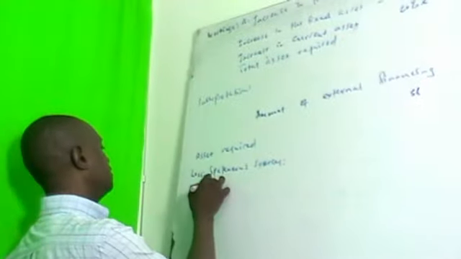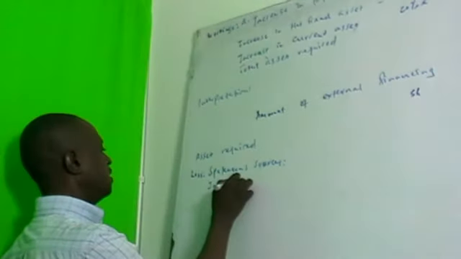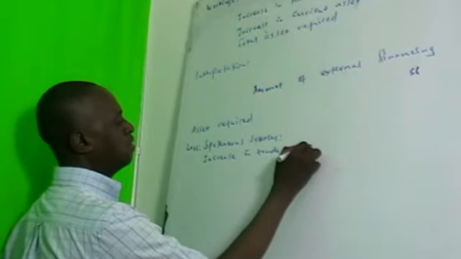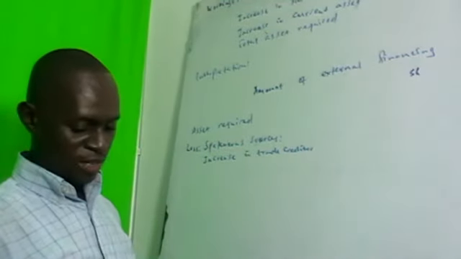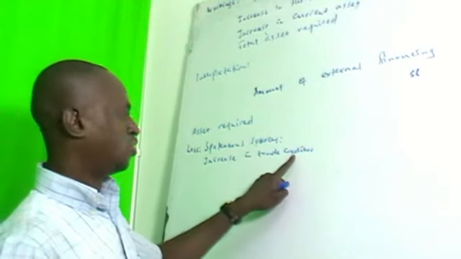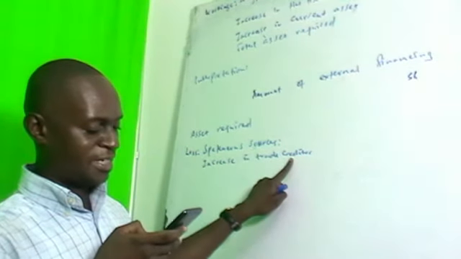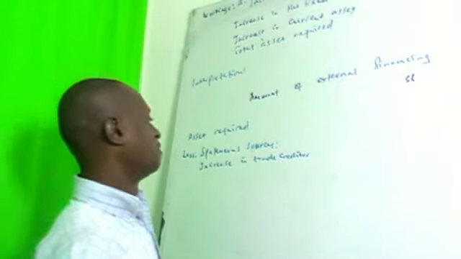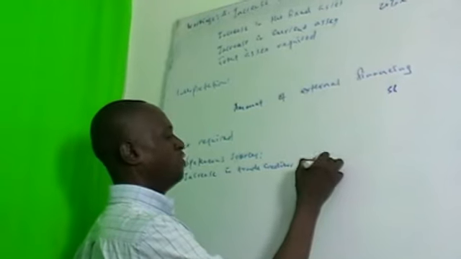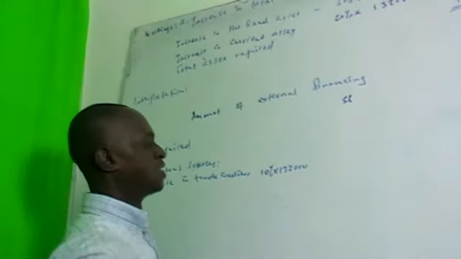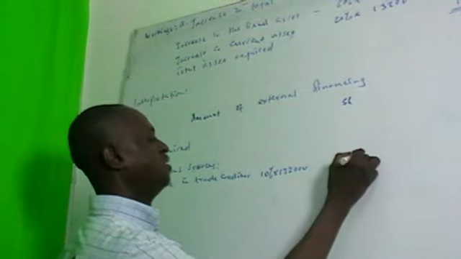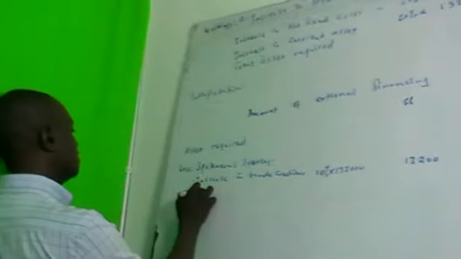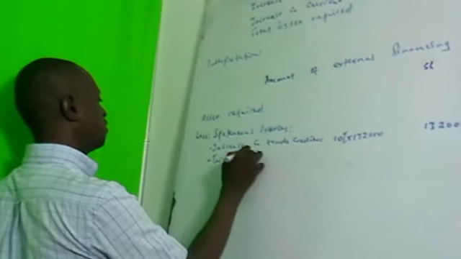So we have the first one as increase in trade creditors. So we had calculated the relationship between the trade creditors and the sales. So this one was 10%. So you take 10% of 132,000. That gives you 13,200. Then we have increase in accrued expenses.